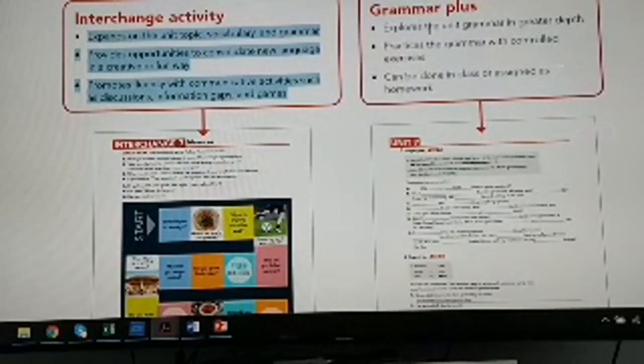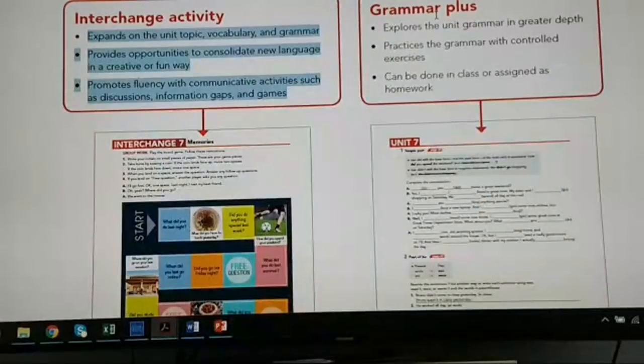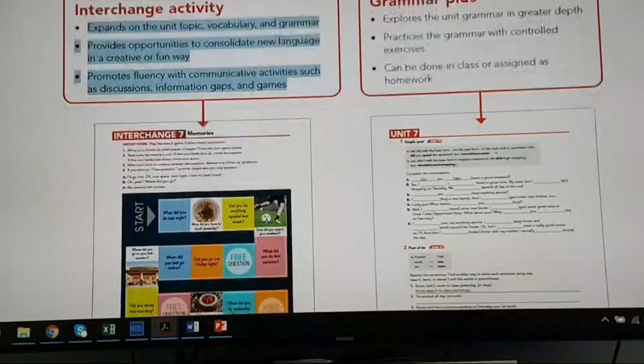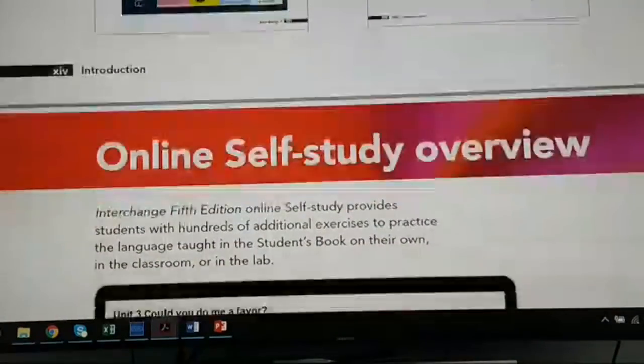Okay. Grammar Plus explores the unit grammar in greater depth. There are always students who need more support in grammar, who need more help with some grammar topics. Well, there you have a handful of resources for you to work with the grammar that is pertinent to every unit. And then there's online self-study.